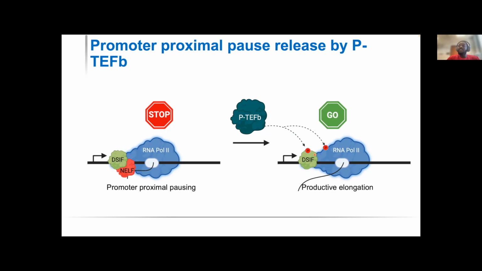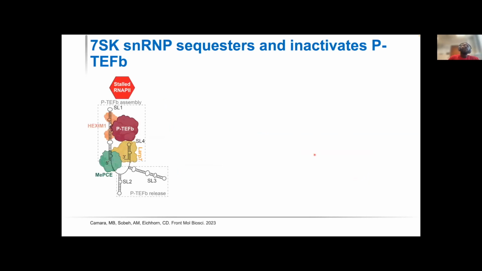So how does 7SK play into this? 7SK together with MePCE and LARP7 forms the 7SK snRNP complex. Basically, this complex regulates the action of P-TEFb, such that they recruit other proteins and together they can inhibit P-TEFb. So when P-TEFb is bound to the 7SK complex, transcription is halted.